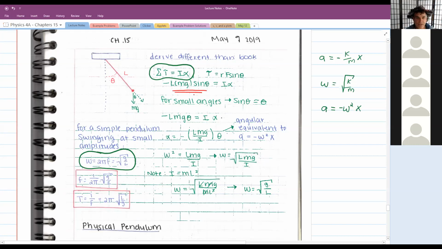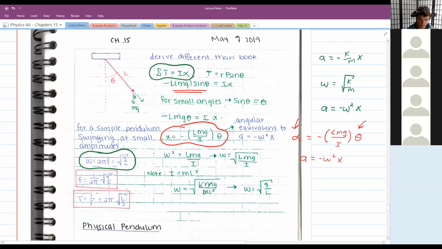Let me just cut to the point. If you go and analyze the sum of the torques equals I alpha, what you're going to get is this equation that says the angular acceleration is negative L m g over I times the angle theta. And you need to use the small angle approximation for this. This is pretty much of the form a equals negative omega squared times x, but in angular quantities. So instead of linear acceleration, we have angular acceleration, and instead of x, we have theta.